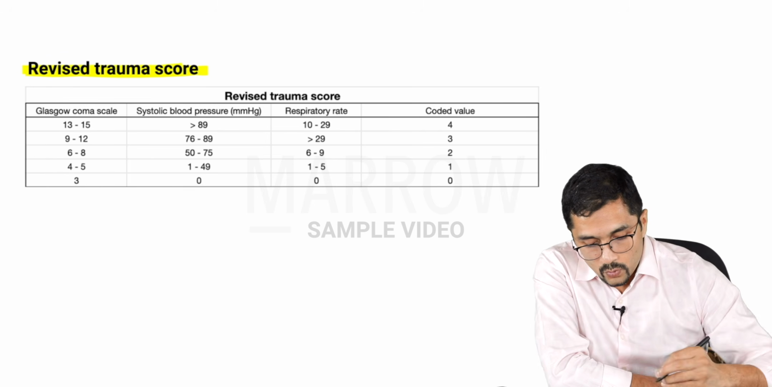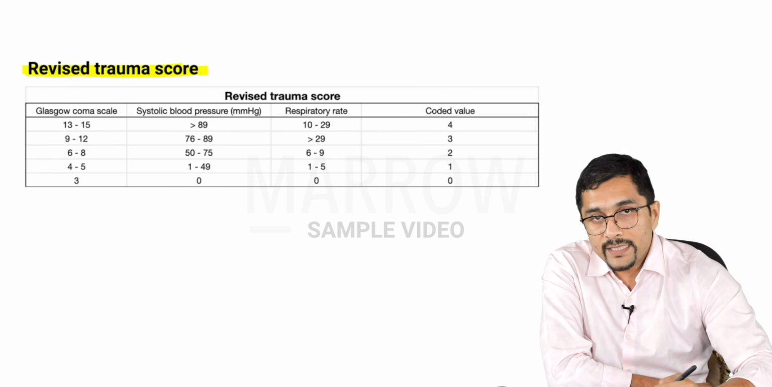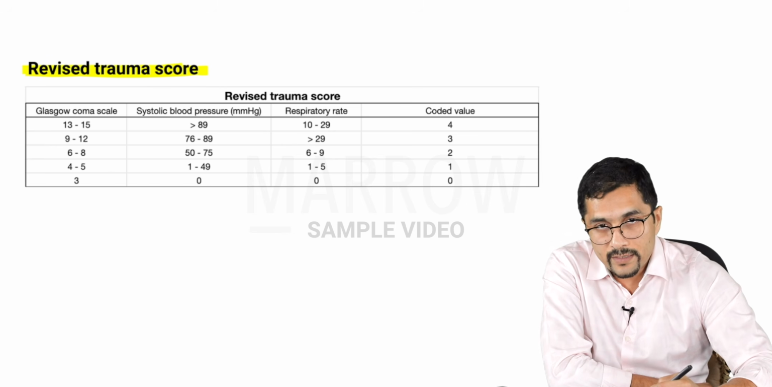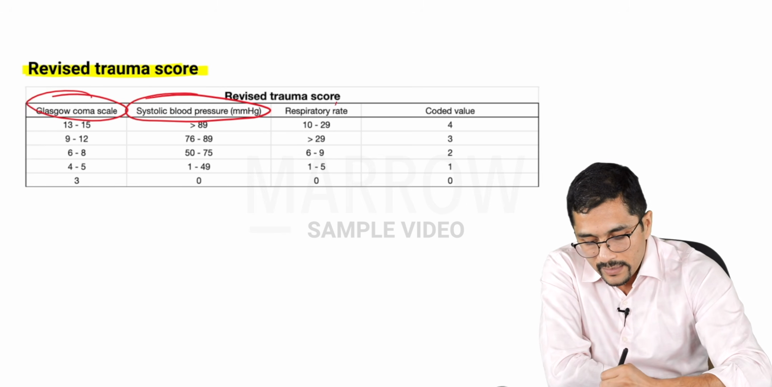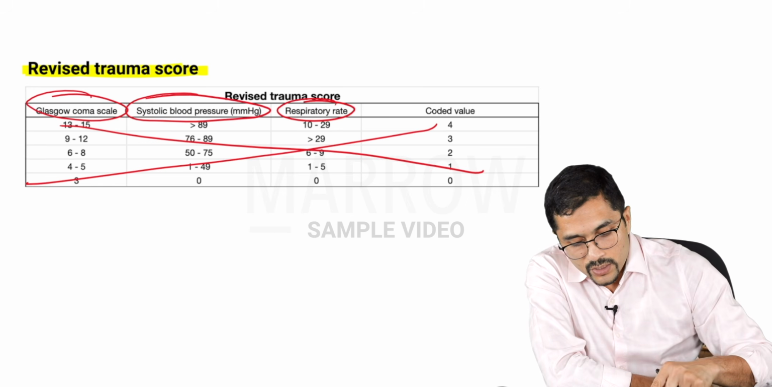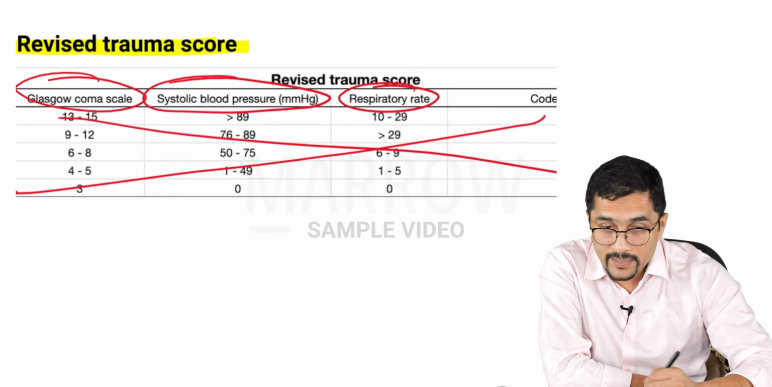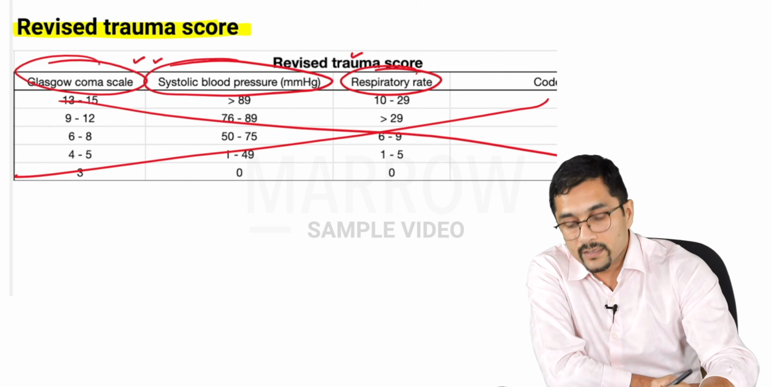There are certain scores in trauma. You have a revised trauma score. The revised trauma score takes into account 3 things: the Glasgow Coma Scale, systolic BP and respiratory rate. You don't need to remember these values. You just need to remember that these 3 things, GCS, systolic BP and respiratory rate, are taken into account.